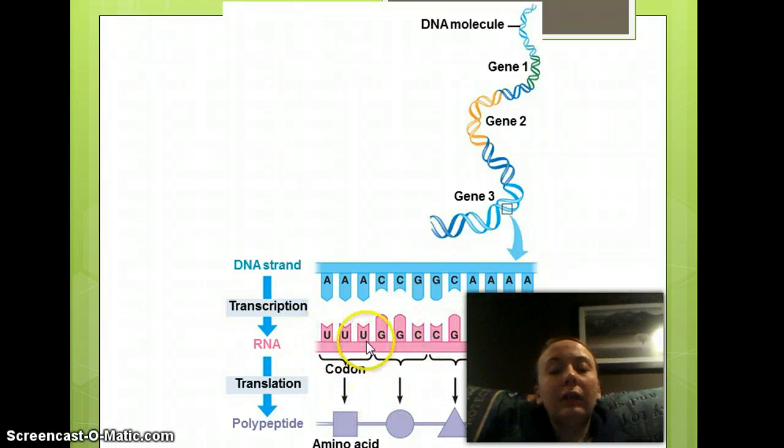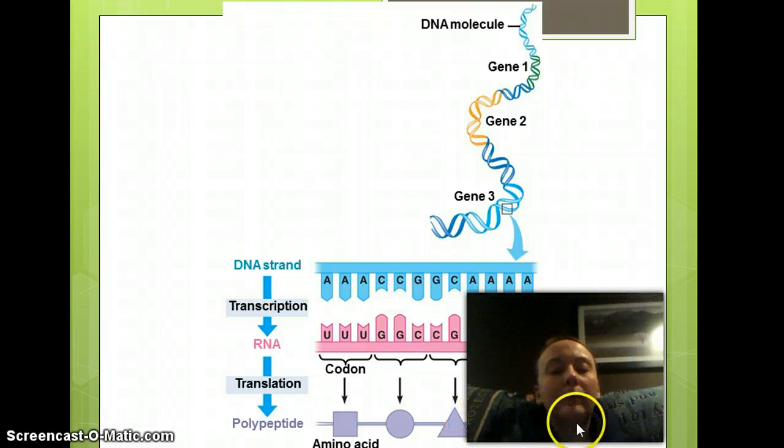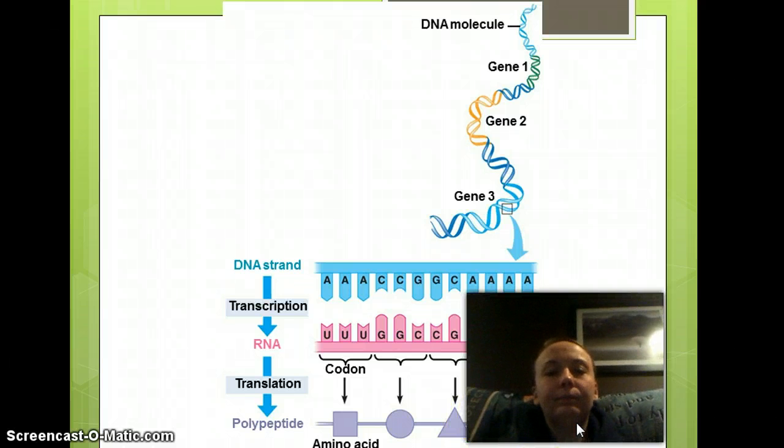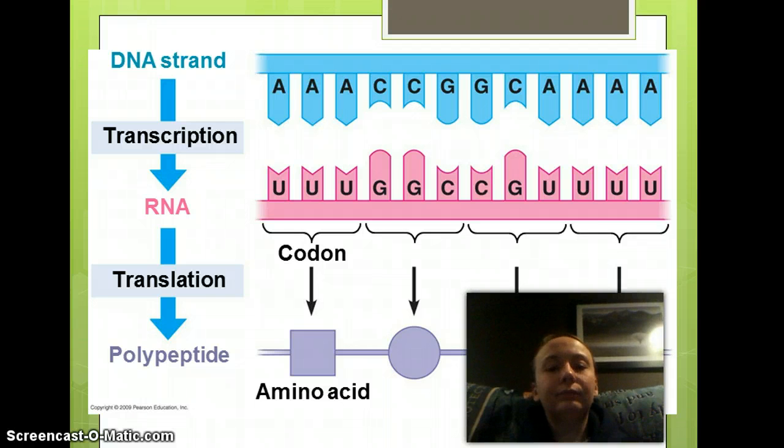So each 3 is a codon. Remember, each 3 nucleotides is called a codon. And each one of those codons, each one of those triplets, codes for an amino acid. And those amino acids combine to form a really long polypeptide protein. So here, take a look at this again. Try to pause the video and explain it to yourself how I just explained it to you.